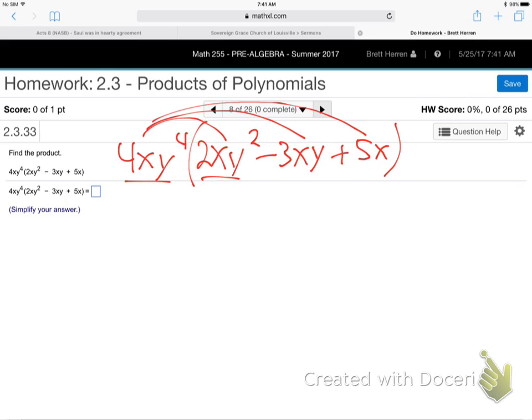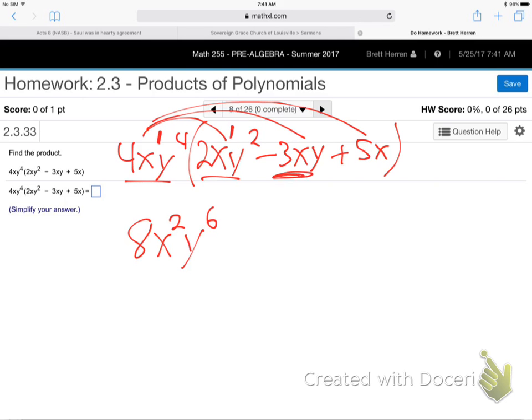4xy to the 4th times 2xy squared. What's going to happen? Out front numbers multiply. 2 times 4 is 8. And then the powers add, right? So the invisible 1 and 1 makes x squared. And then the y, 4 and 2 makes 6. Good for the first one? You see what happened there? Out front numbers multiplied and the powers added.